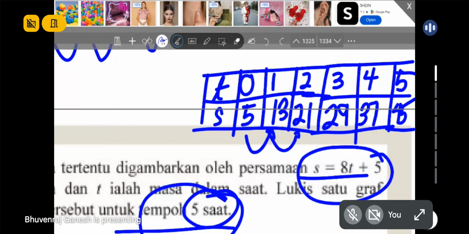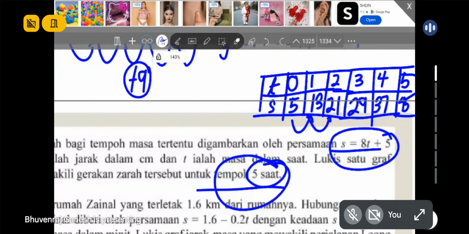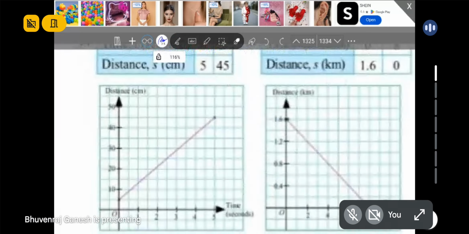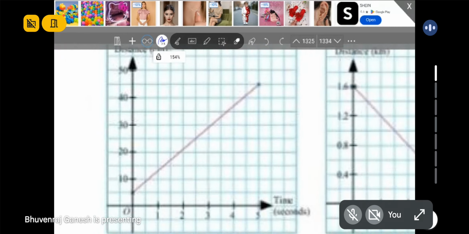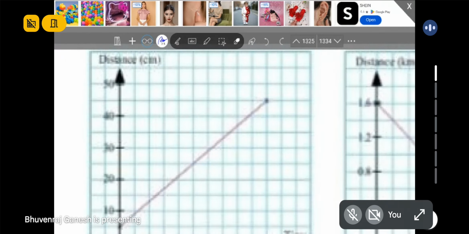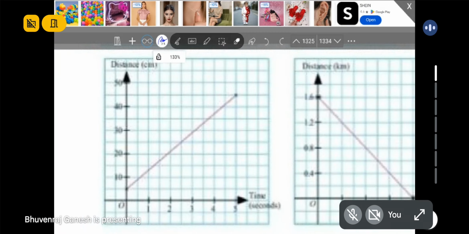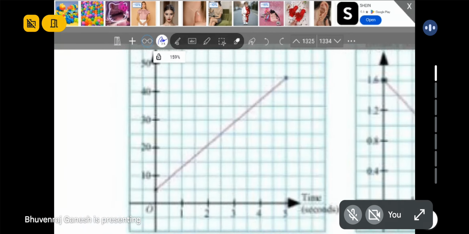Okay, so total you guys kena plot 6 titik. Okay, 6 points. Okay, so yeah, this is the graph. Actually over here they only plot 2 points, but it's okay lah. Kamu boleh plot semua titik pun bagus. Kamu akan dapat yang ni. Okay. So this is the final answer.